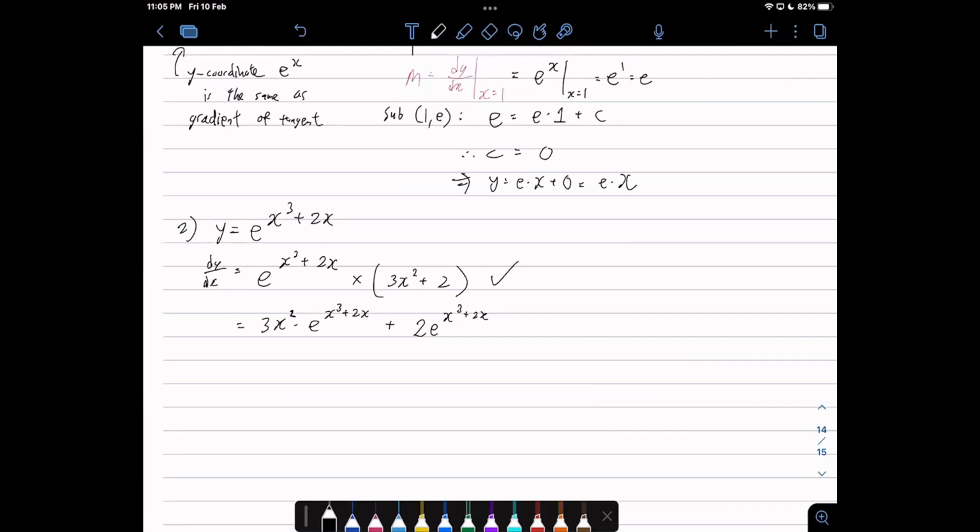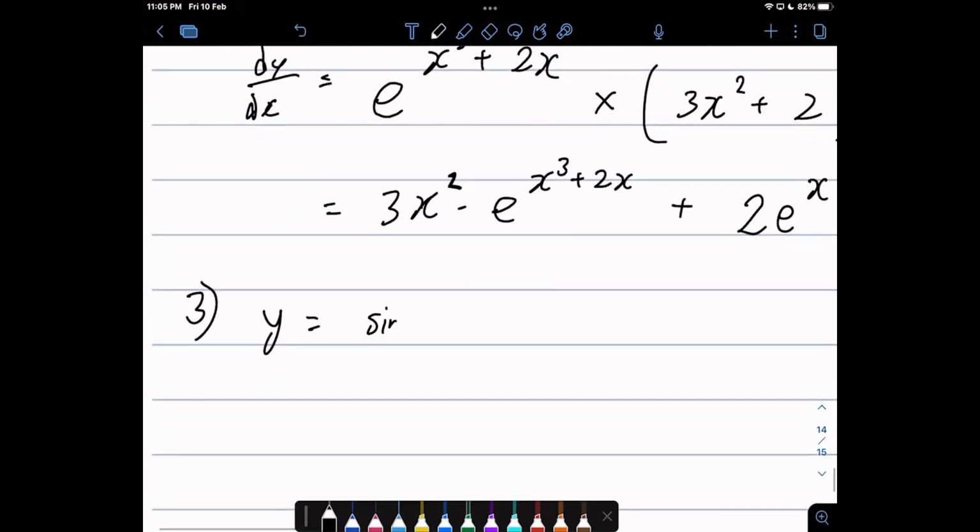This is good enough. Next example, let's say we have y equals sine of e power x. What is this equal to? I mean dy by dx.